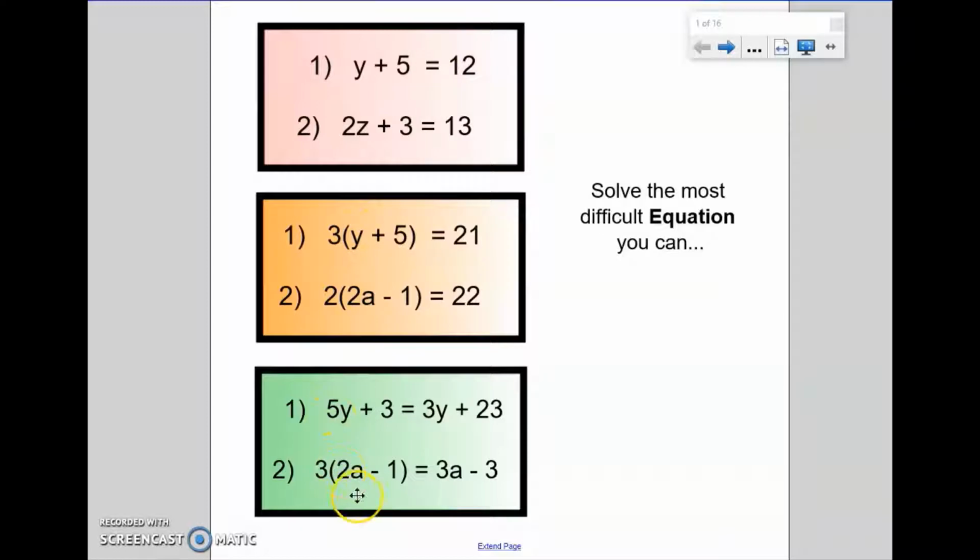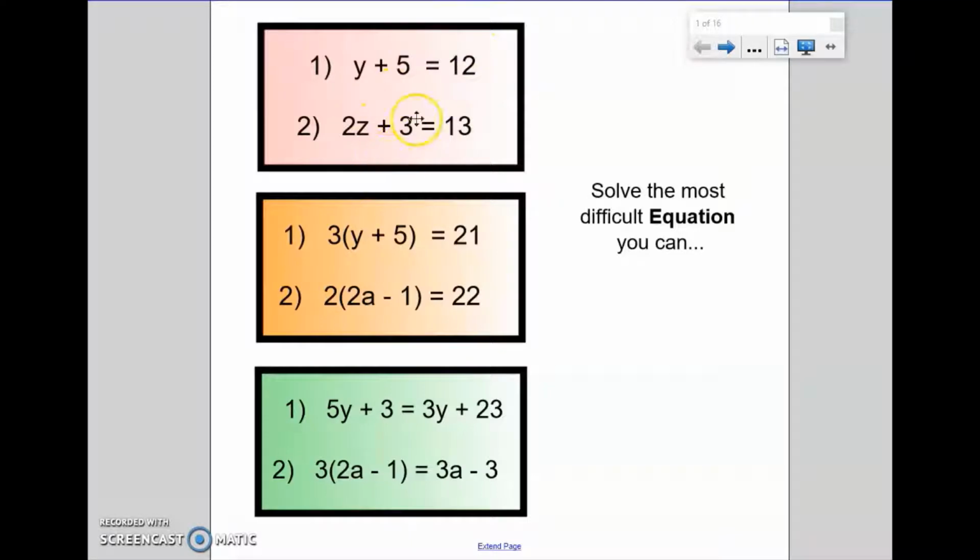So I've presented 6 equations on this slide. The 2 red equations are the easiest. The 2 green equations are the most complex. What I would like you to do is have a go at the 2 most challenging equations that you can solve. Remembering that we need to balance each side of the equation.